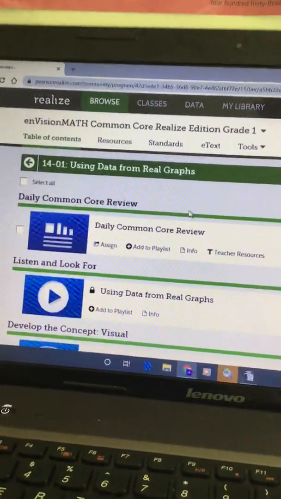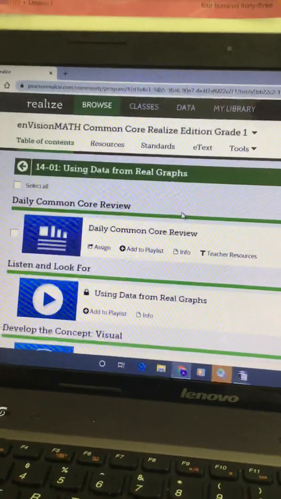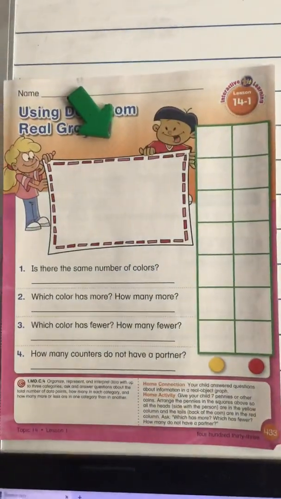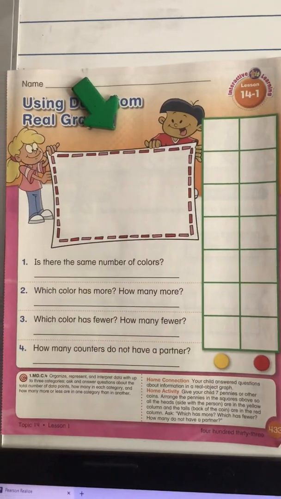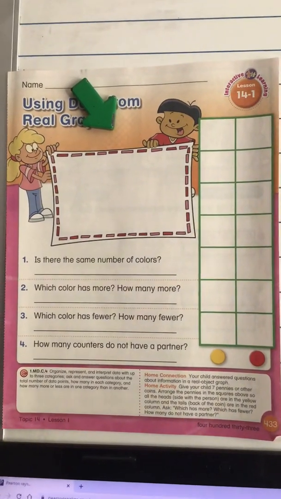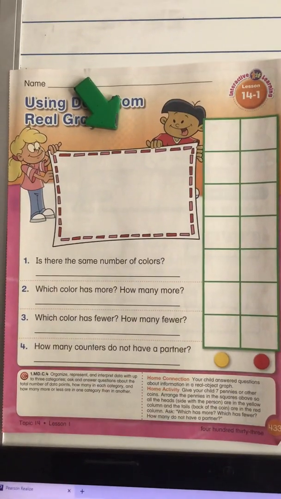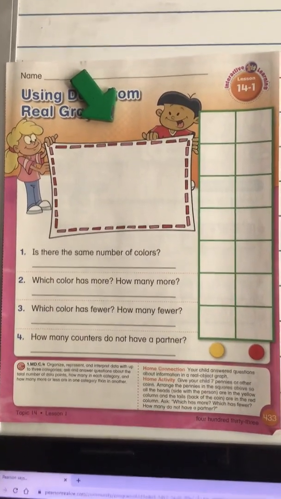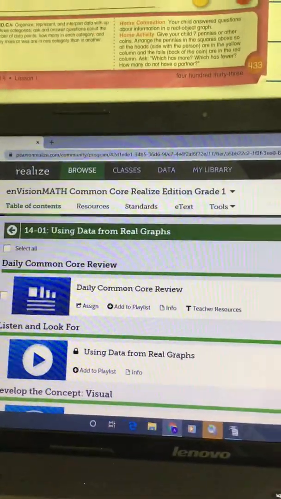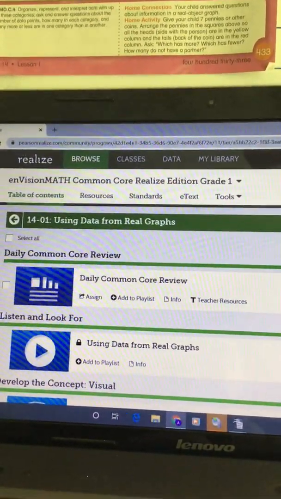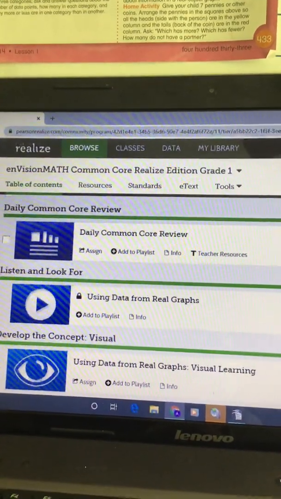Today's math lesson is 14-1. You should have this paper ready. We're going to be working on it together, so if you don't have that, go get it now. You will also need pencil and maybe some crayons if you want to use them. We're going to start off watching our math video, and then we'll work on our paper together.